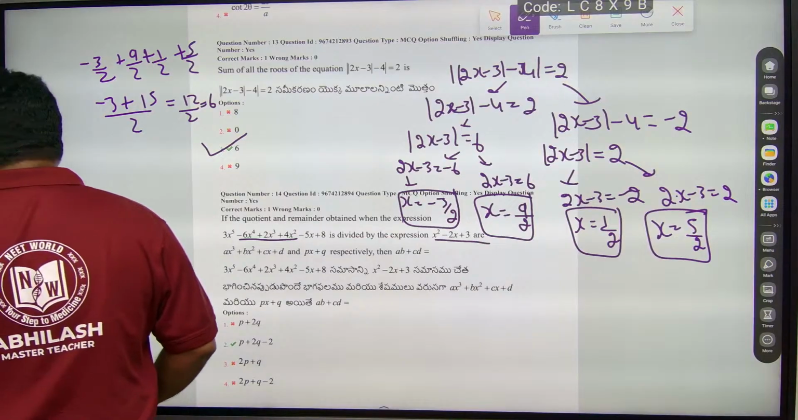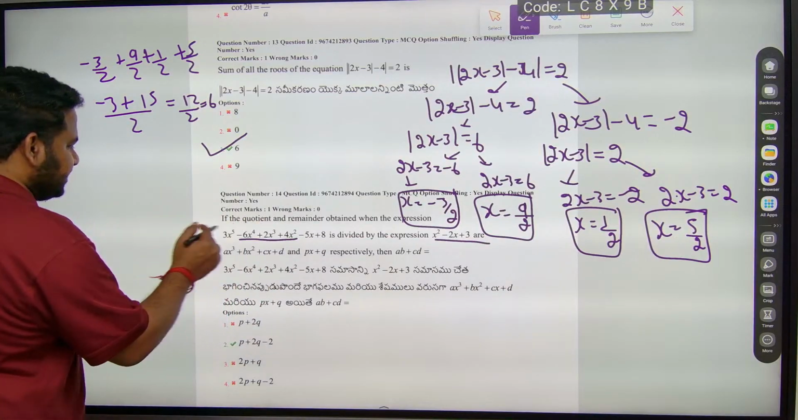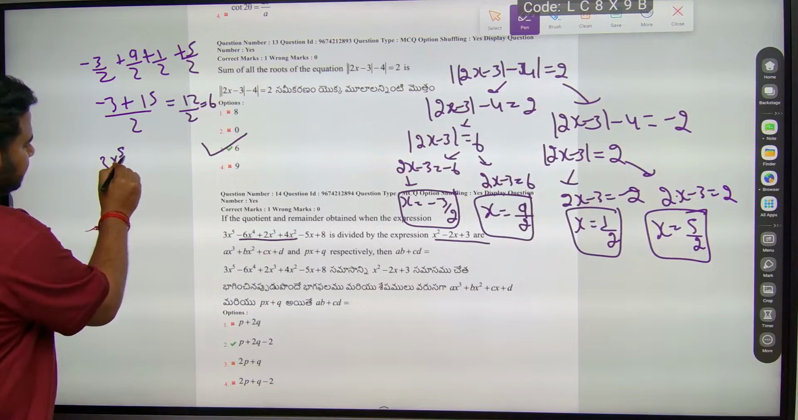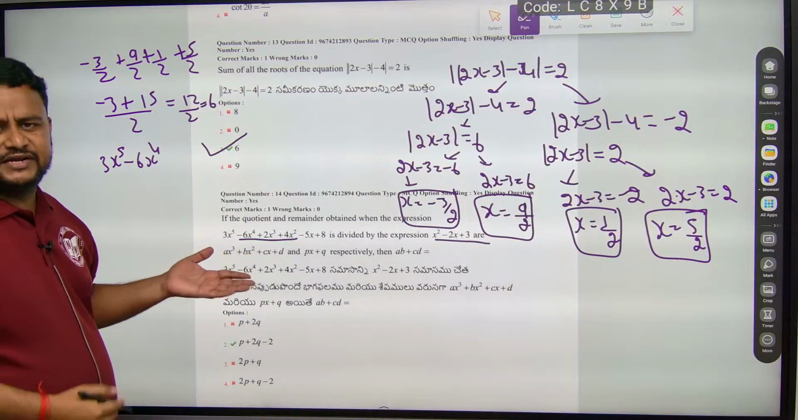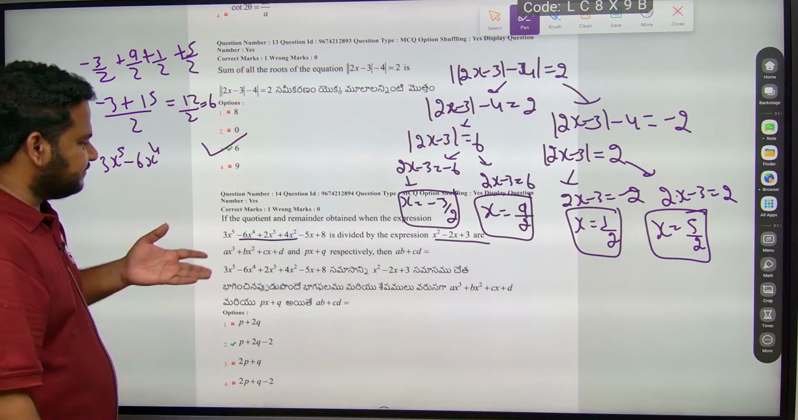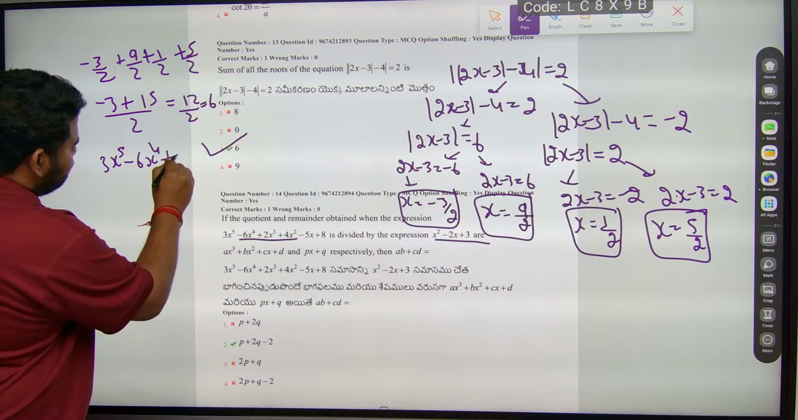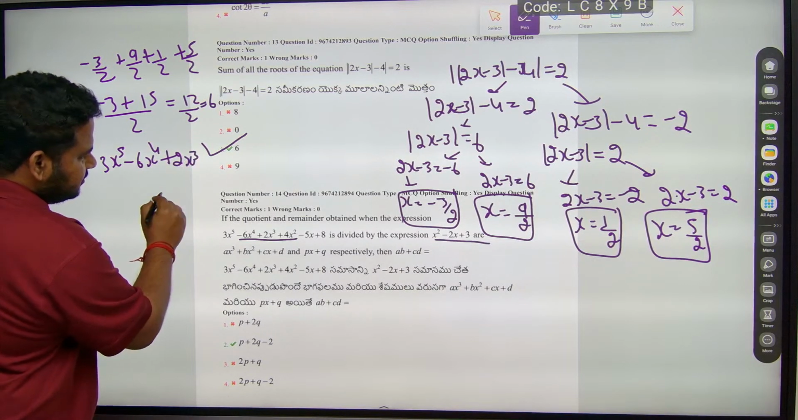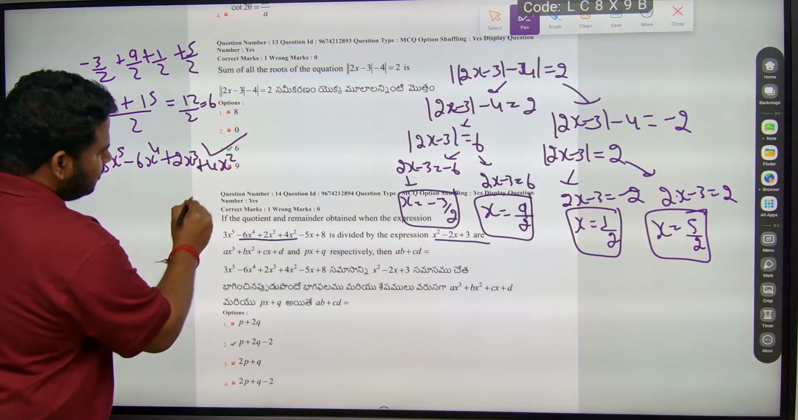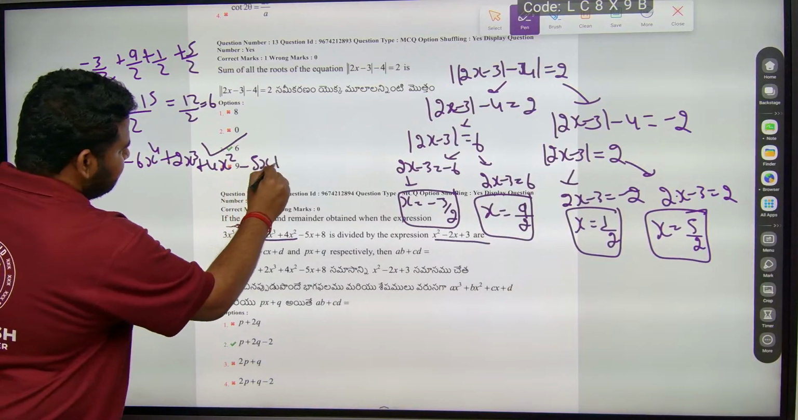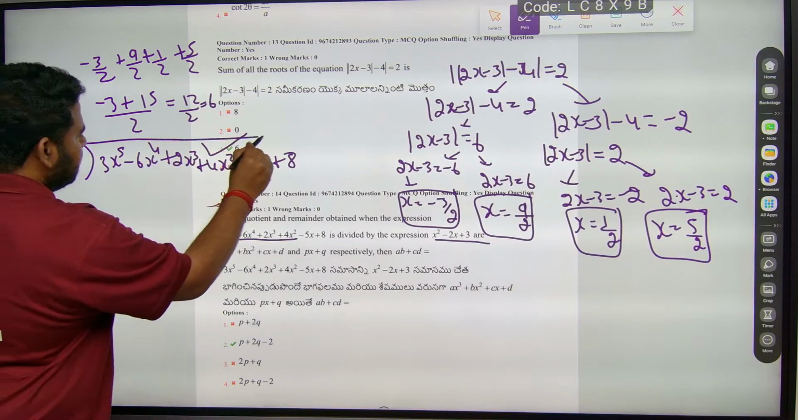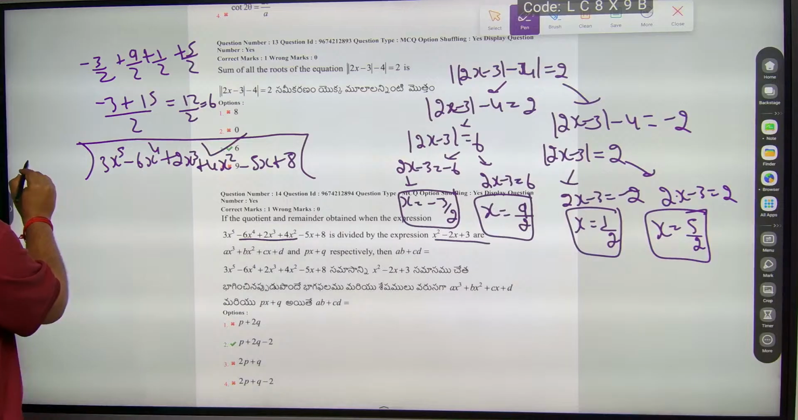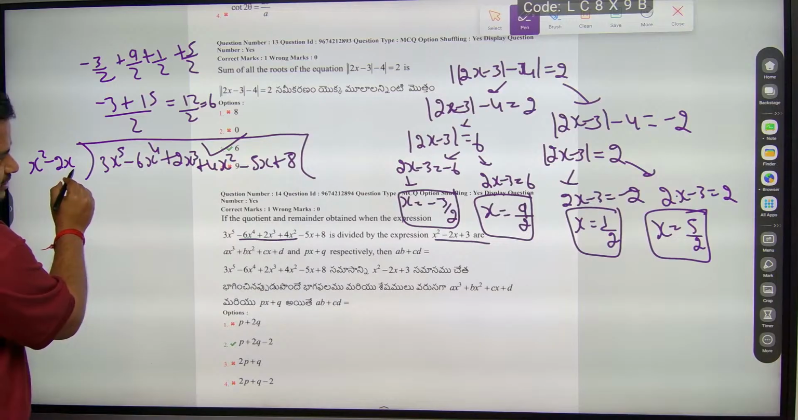So what I have to do is divide this by this expression. See here, this is given as 3x to the power of 5 minus 6x to the power of 4 plus 2x cube plus 4x square minus 5x plus 8. Such kind of questions you would have done even in your matriculation, that is 10th standard. Very simple question. This I have to divide by x square minus 2x plus 3.